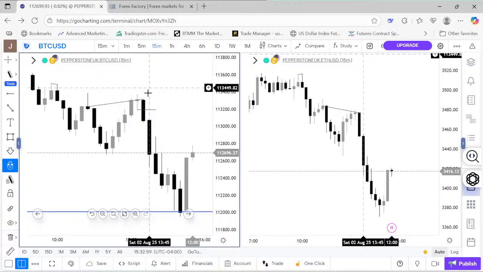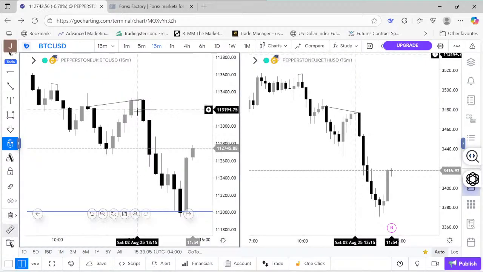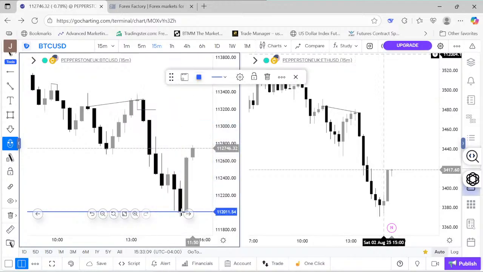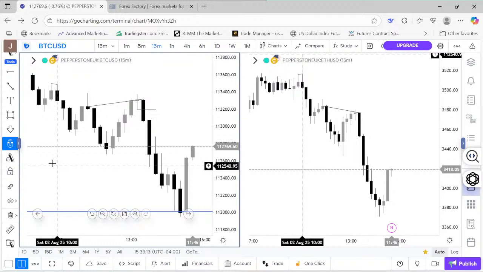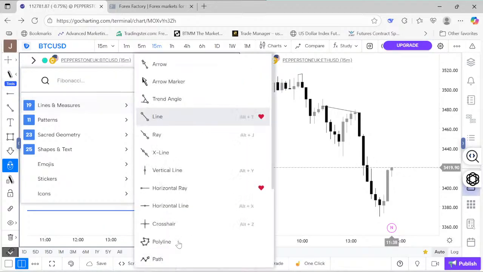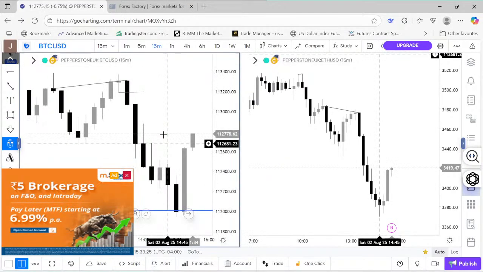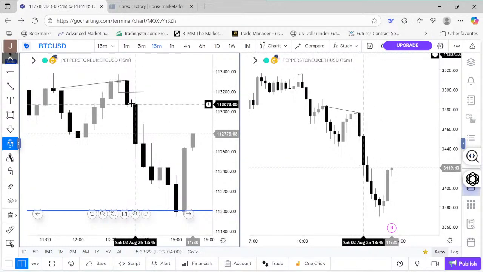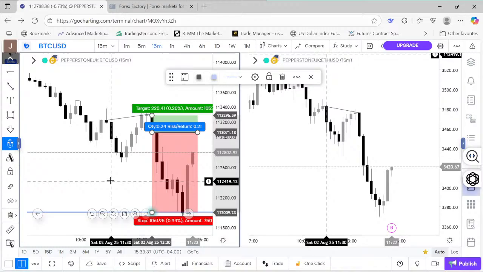and it was a nice move down. Assuming we need to trade, let's see what the risk to reward ratio would have been. So after the change in state of delivery, the high of that candle, and our target was that breakout level.